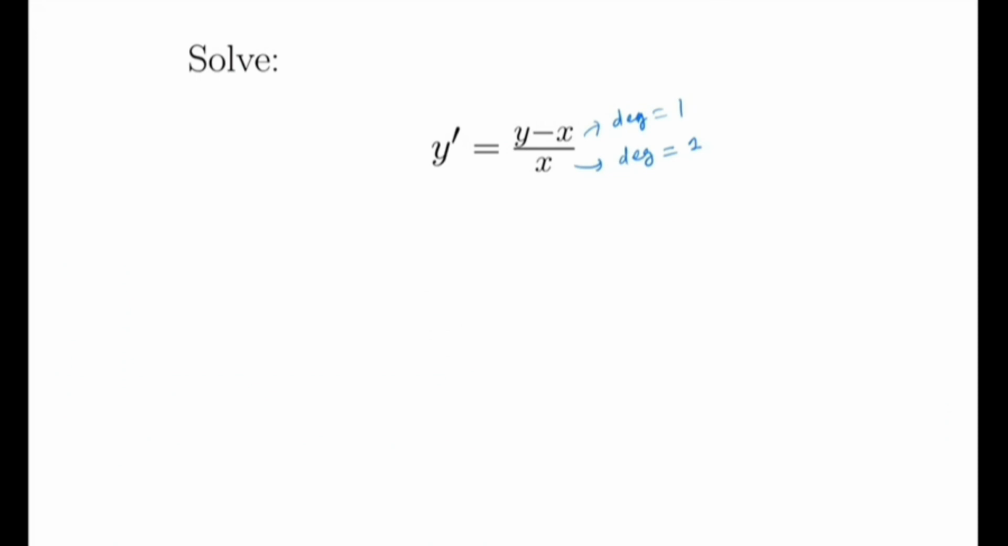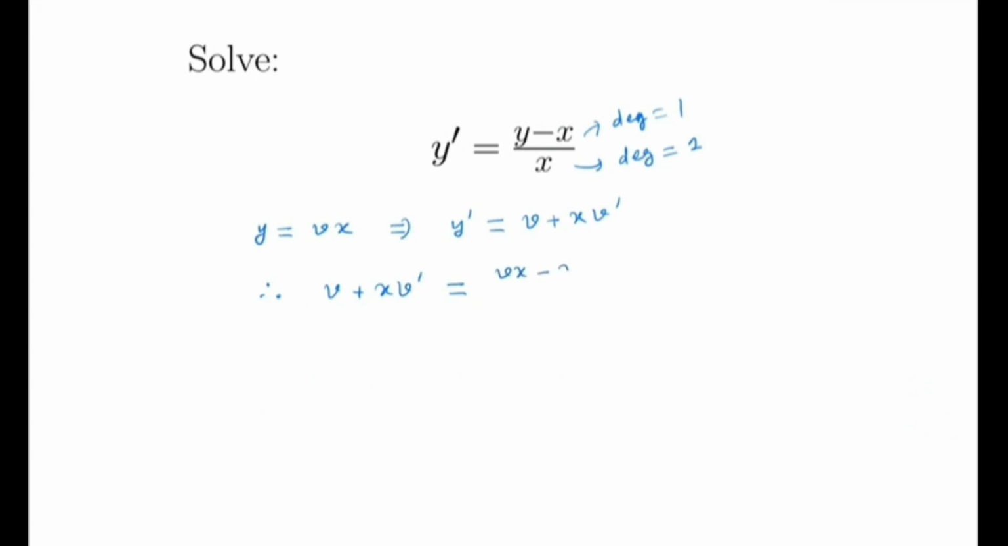Now, in order to solve a homogeneous differential equation, we make the substitution y = vx. Then by taking the derivative on both sides, we have y' = v + xv'. So by putting the value of y' here, we get v + xv' is equal to y, which is nothing but vx minus x, over x.